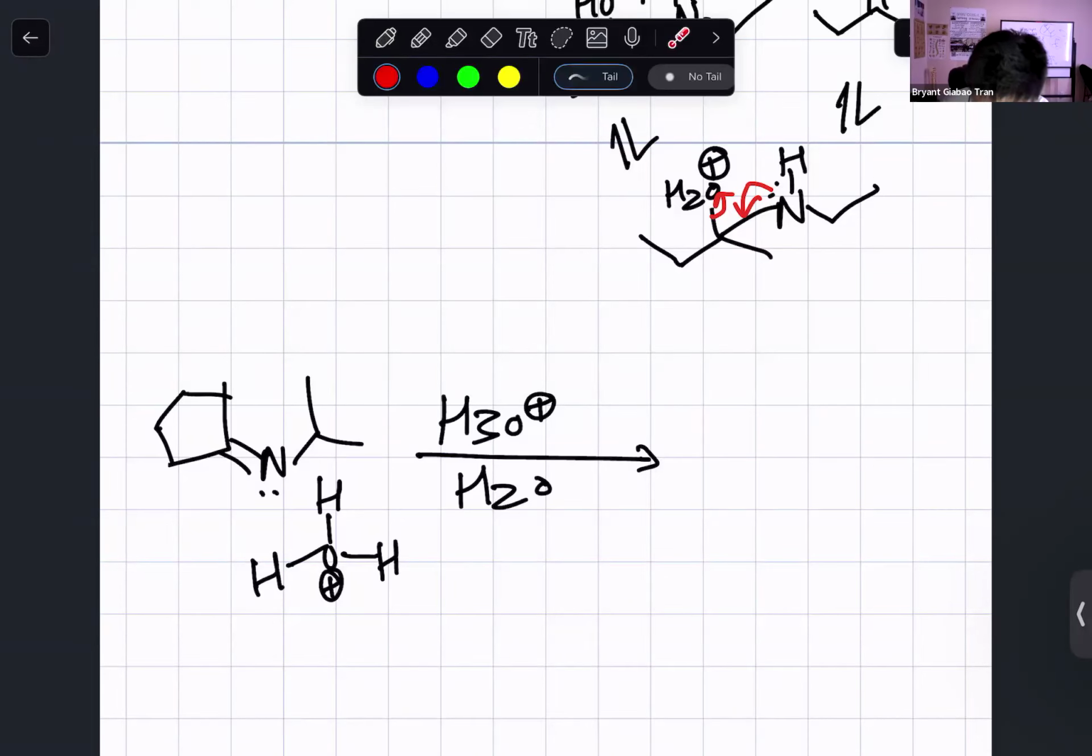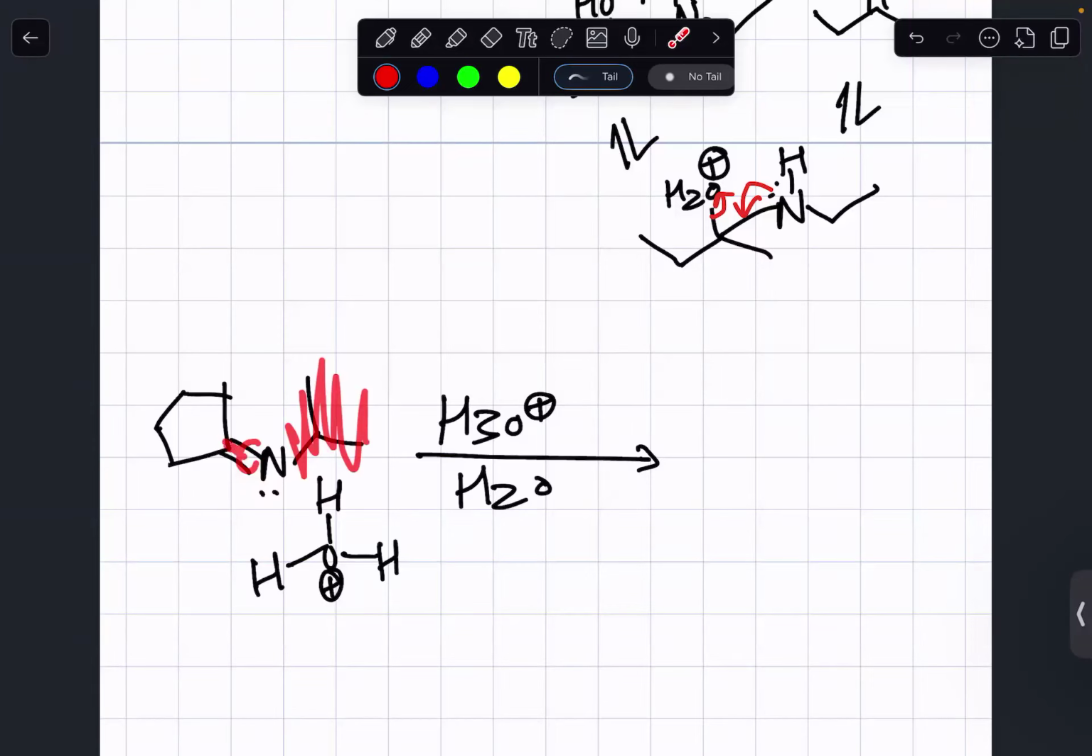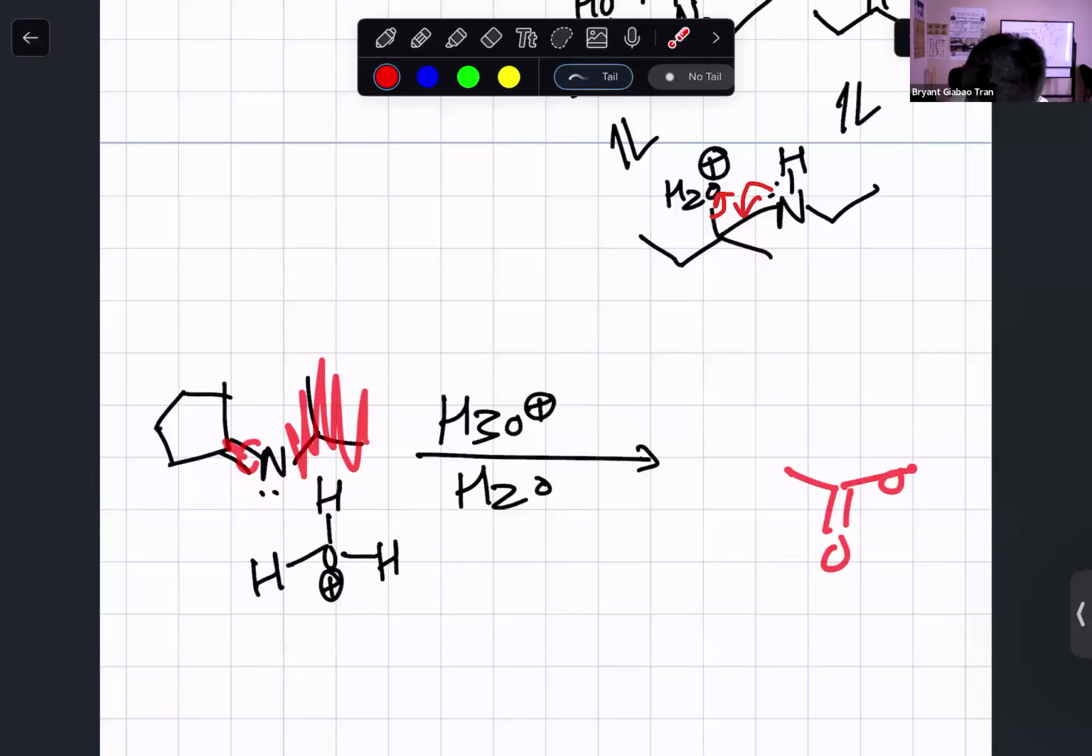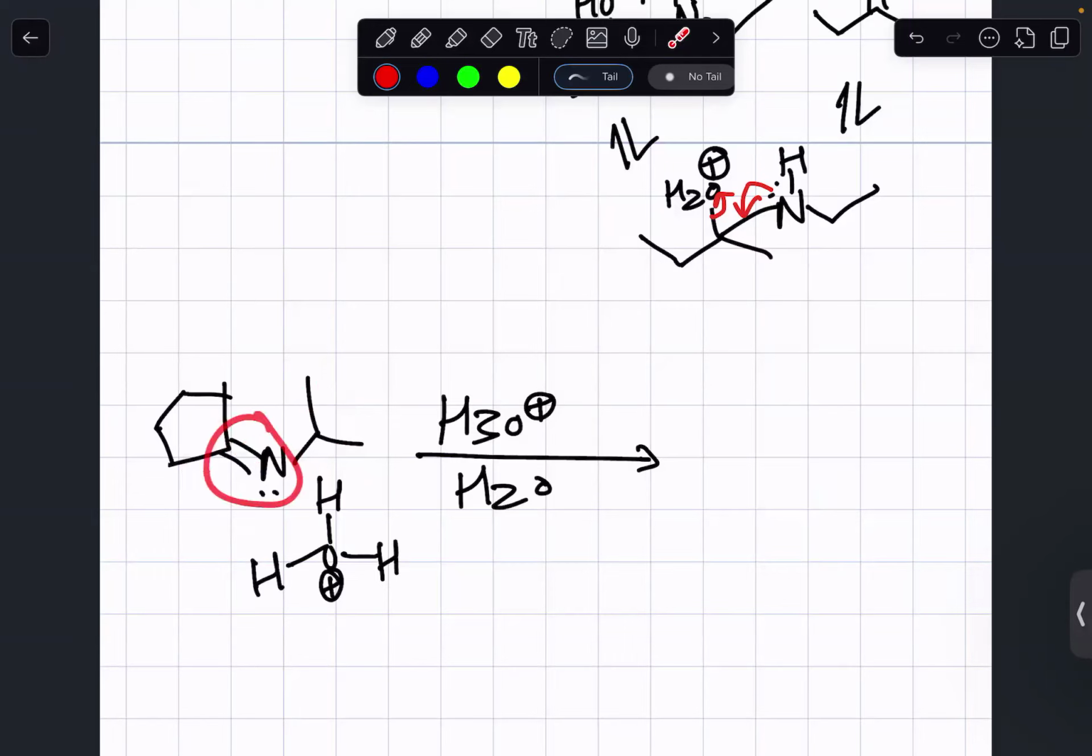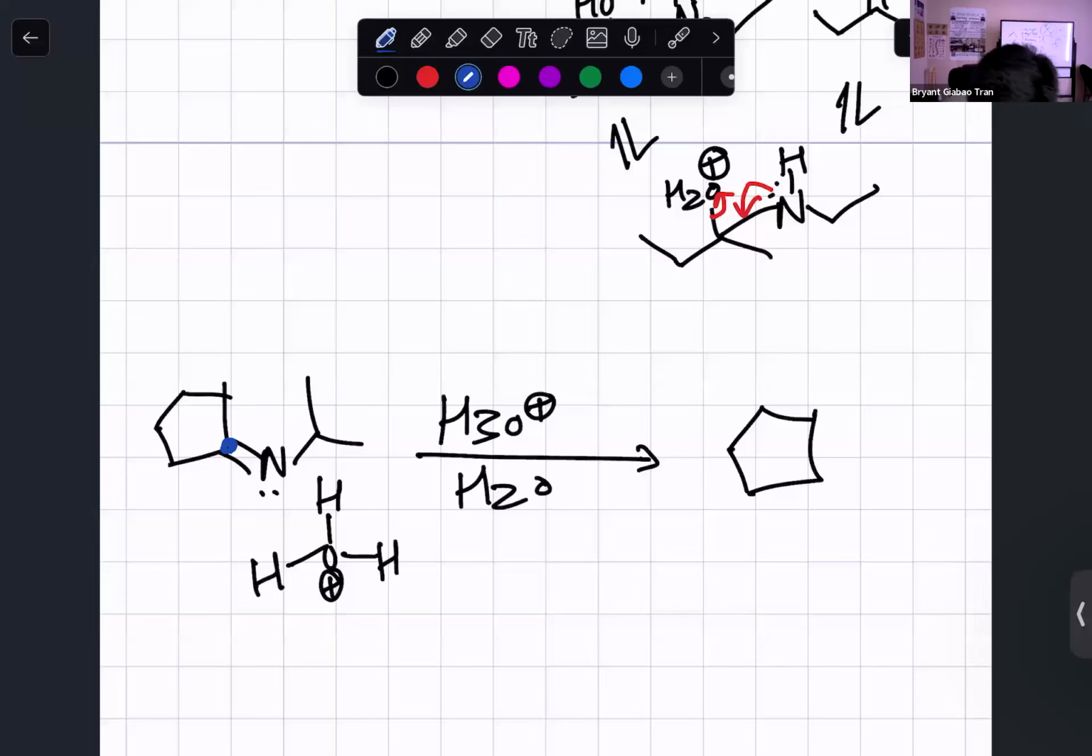Yeah, so you're thinking of it as if this was a nitrile, like a CN, right? If that was a CN nitrile, then that would be converted into a carboxylic acid, right? But what is this functional group here? A carbon double bond nitrogen.